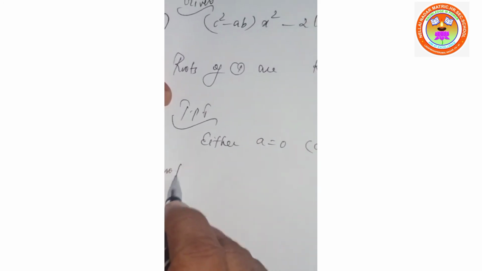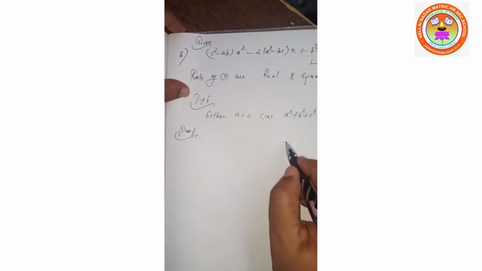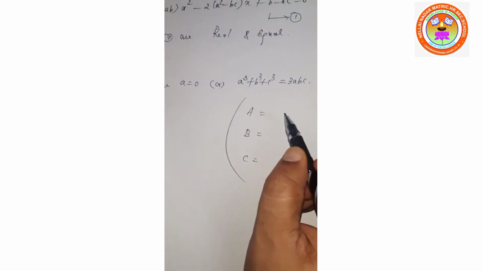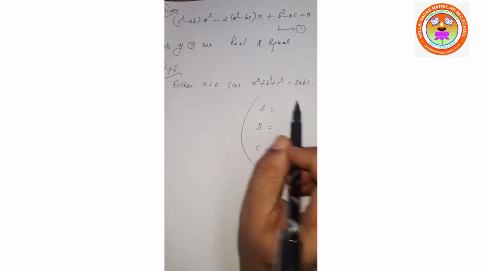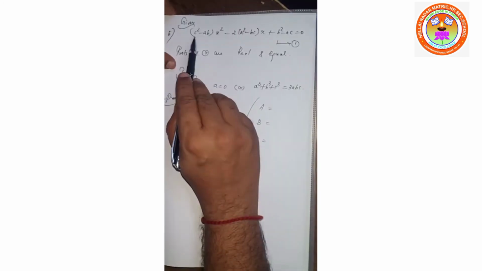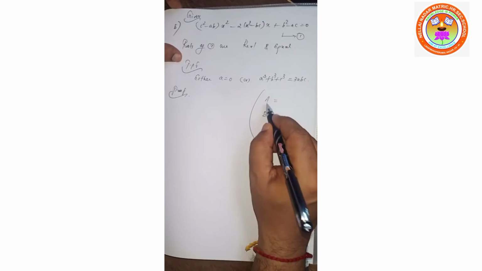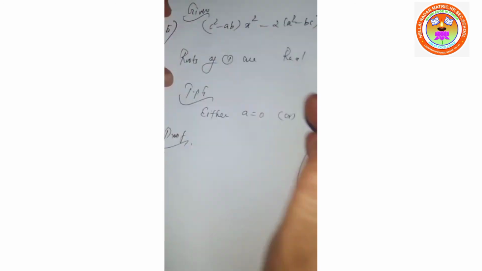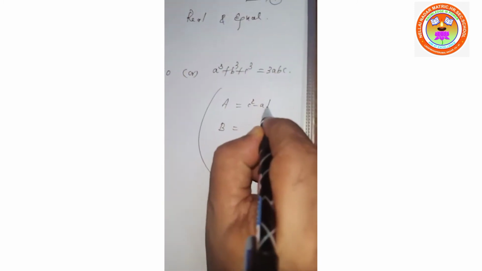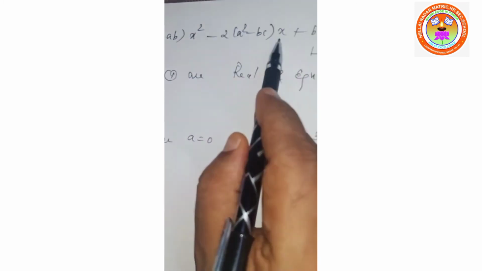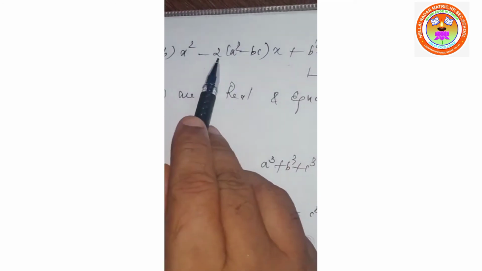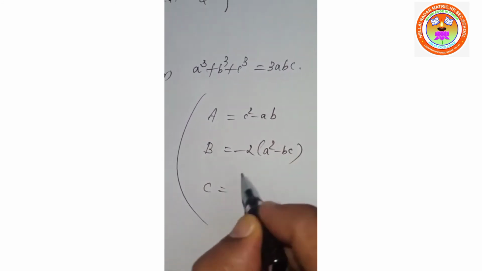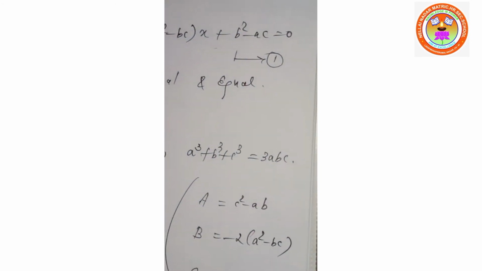Proof. Write capital A, capital B and capital C. Why are we considering capital A, B and C? In the given equation itself we have small a, b, c, so that you can consider capital A, capital B and capital C. Capital A is the coefficient of x square, that is c square minus ab. And capital B is the coefficient of x including the sign, minus 2 of a square minus bc. And capital C is the constant, b square minus ac.